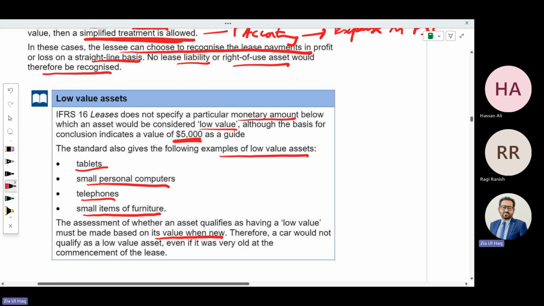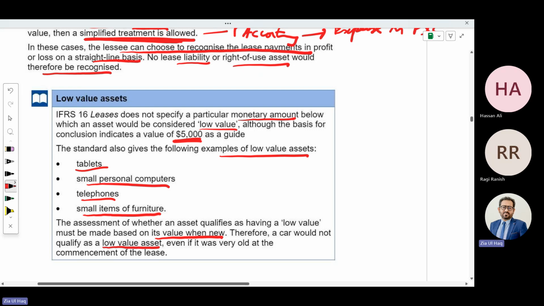For a used or second-hand asset, the value will be based on the new asset value. So the assessment of whether an asset qualifies as low value must be made based on its value when new. Therefore, a car would not qualify as a low value asset. You bought a car for $3,000 and you are treating it as simplified treatment? No, the new car value will be considered.